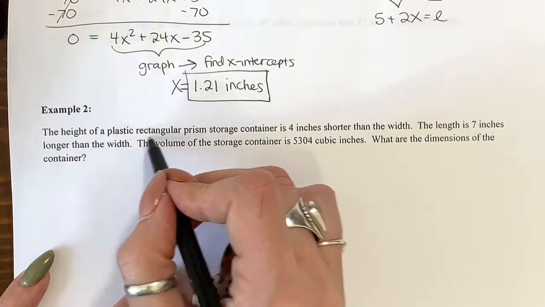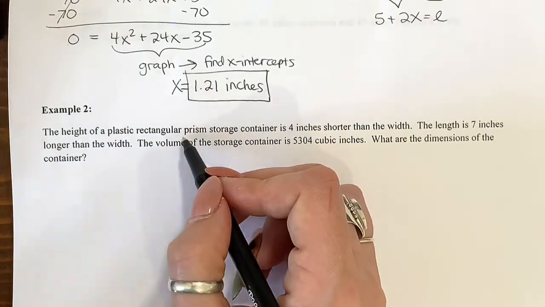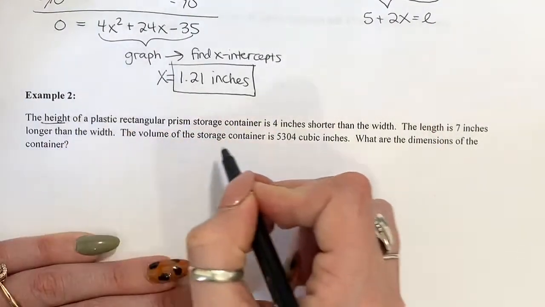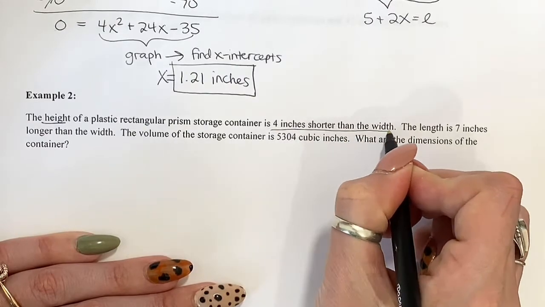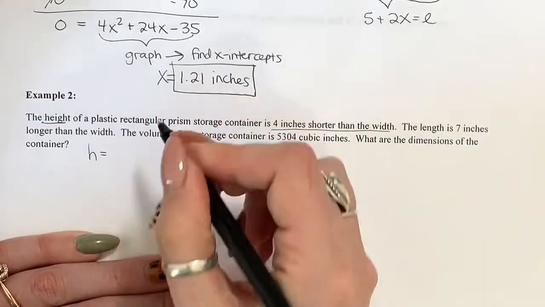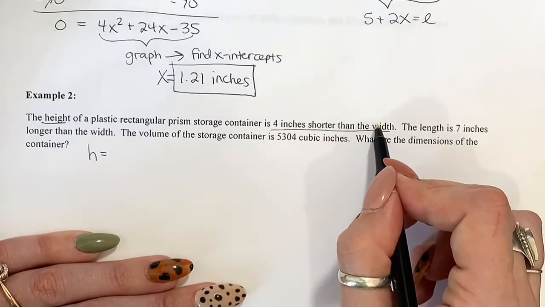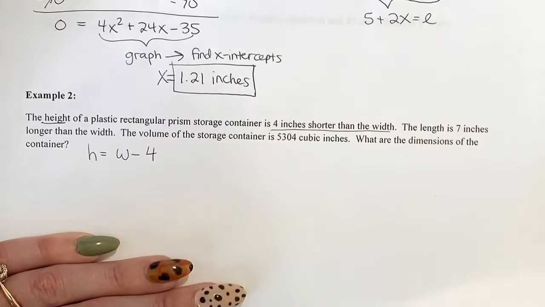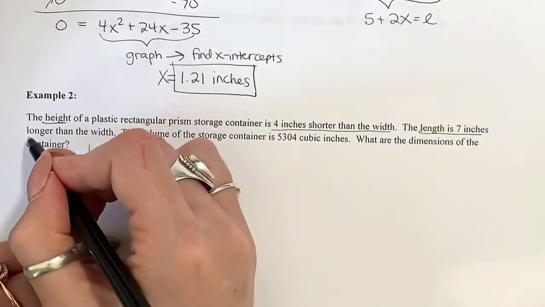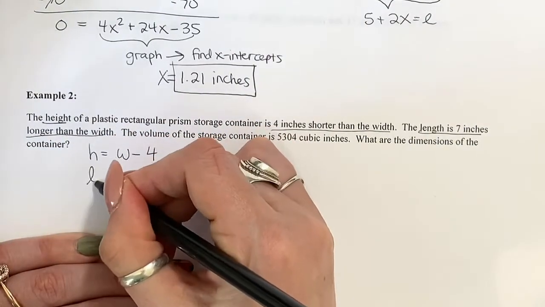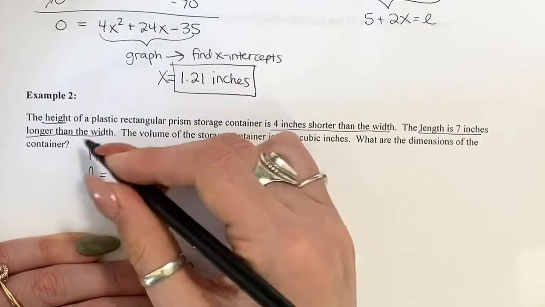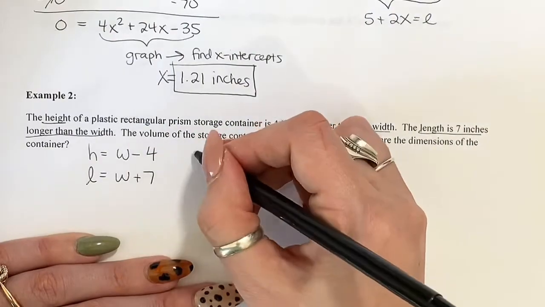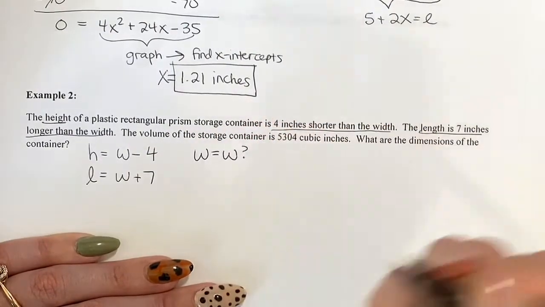So we know we're dealing with essentially a big box, right? A nice rectangular prism storage container, as they like to say. They've told us that the height is 4 inches shorter than the width. So h, our height, is whatever the width is, but 4 inches shorter. So I'm going to write that as w minus 4. Then they told us that the length is 7 inches longer than the width. So L equals w plus 7. And the width, we don't know what it is, so the width just equals w.